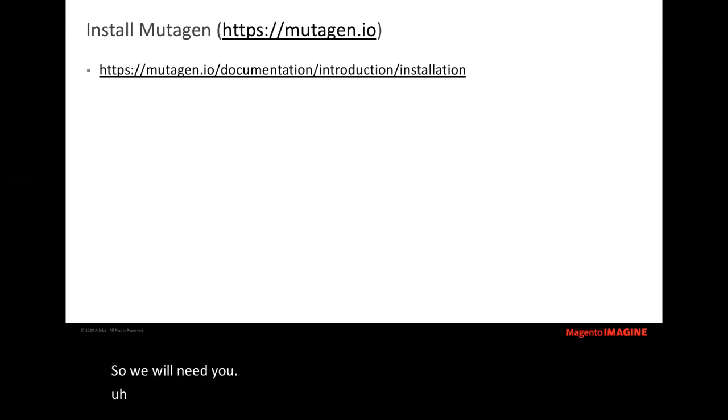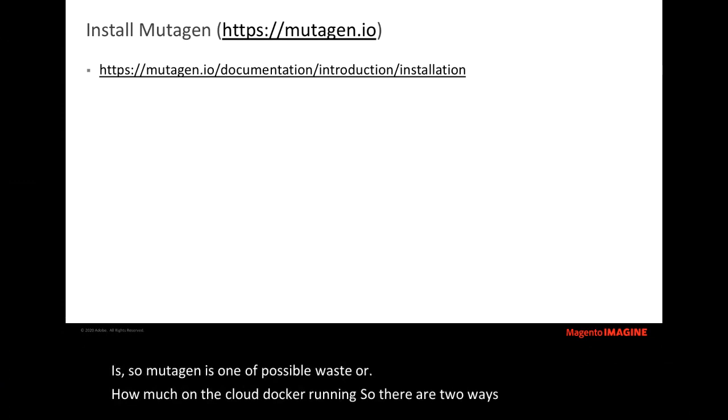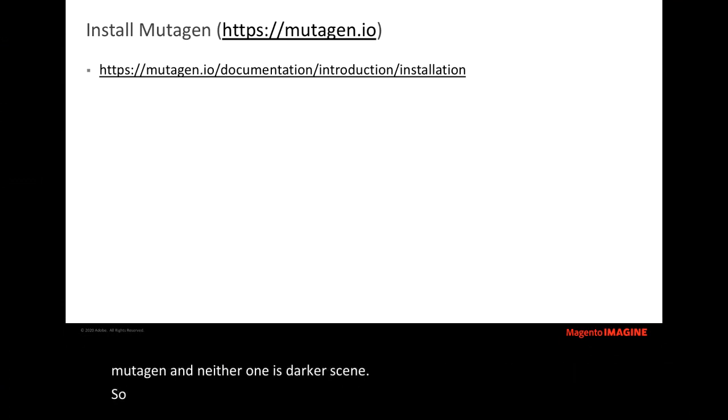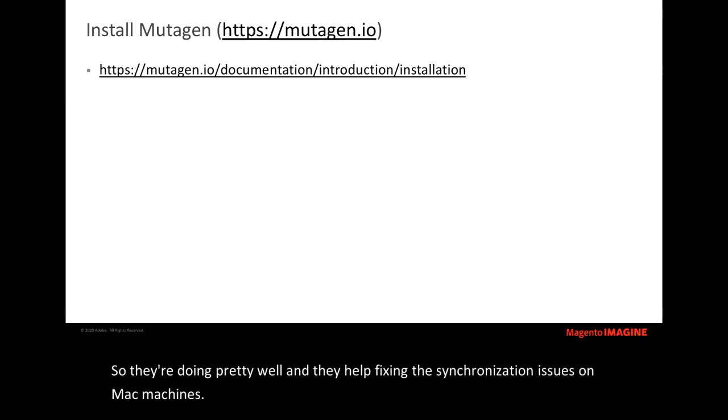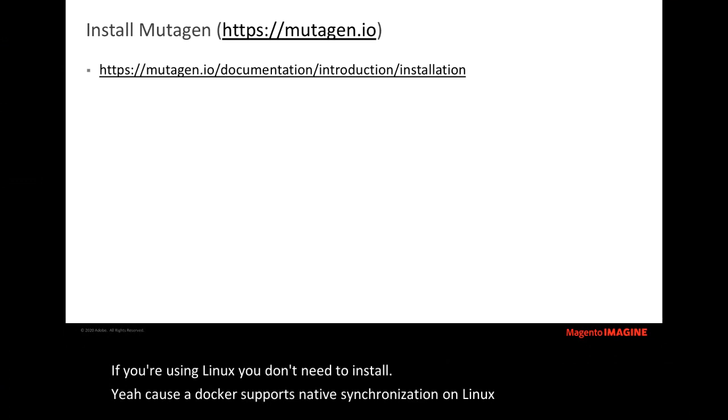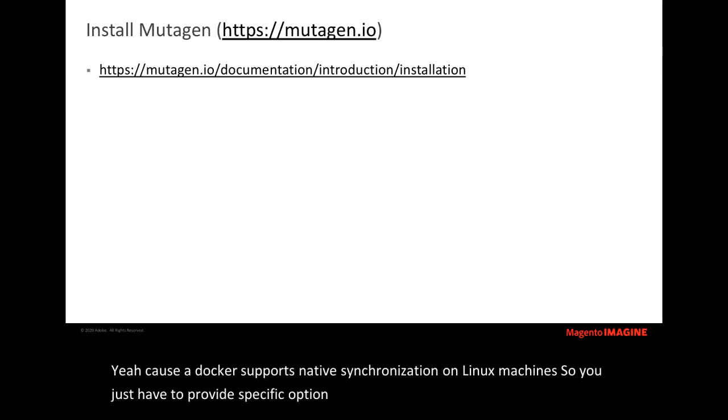Mutagen is one of the possible ways to have Magento Cloud Docker running. There are 2 ways: one is Mutagen, and another one is Docker Sync. They are doing pretty well, and they help fix the synchronization issues on Mac machines. If you're using Linux, you don't need to install Mutagen or Docker Sync, because Docker supports native synchronization on Linux machines. You just have to provide a specific option flag during the Docker Compose configuration.